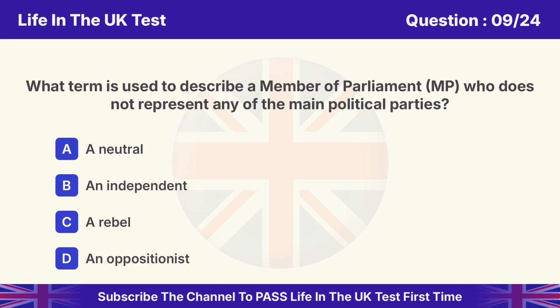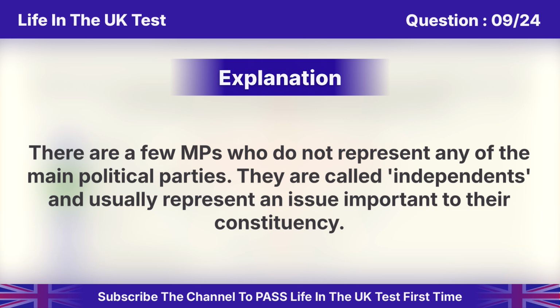Question 9. What term is used to describe a Member of Parliament, MP, who does not represent any of the main political parties? Option A, a neutral. B, an independent. C, a rebel. D, an oppositionist. Answer is B, an independent. There are a few MPs who do not represent any of the main political parties. They are called independents and usually represent an issue important to their constituency.